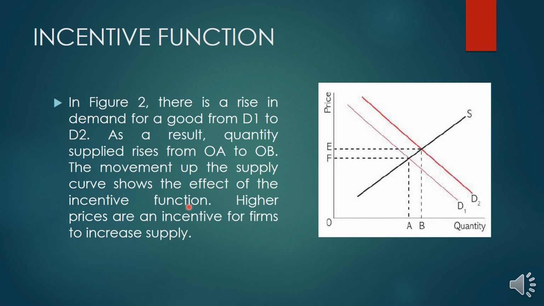Why? Because that is more profitable. Higher prices are an incentive for the firms to increase the supply. Is it clear? But higher prices are a disincentive for the consumers to consume more. When prices are higher, what will happen? The consumer will get less utility per dollar. So he or she may reduce consumption, because that is a disincentive.